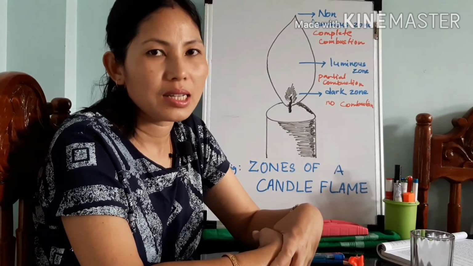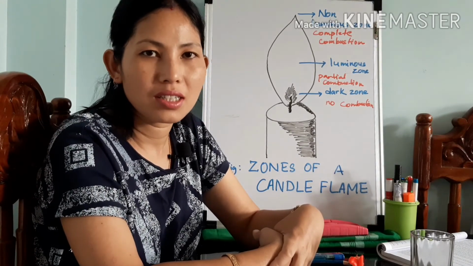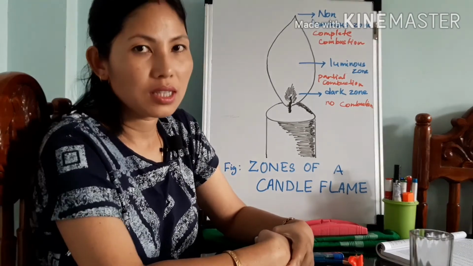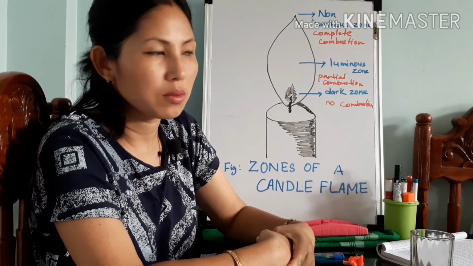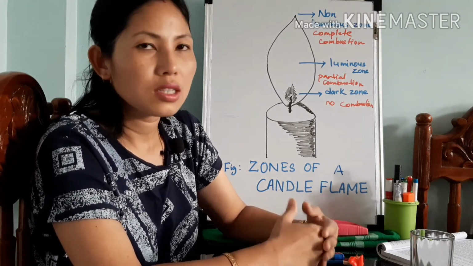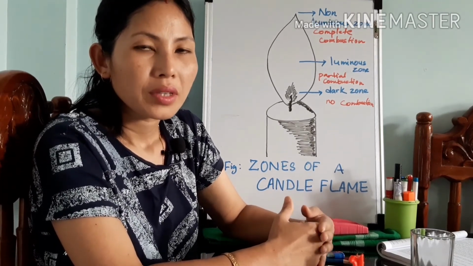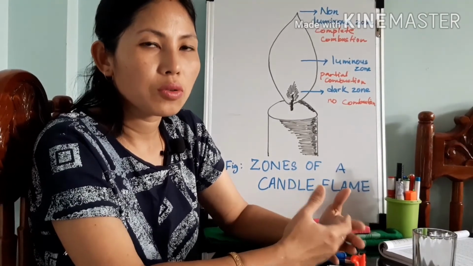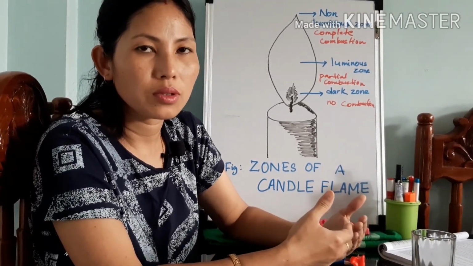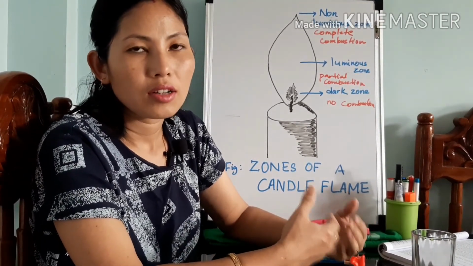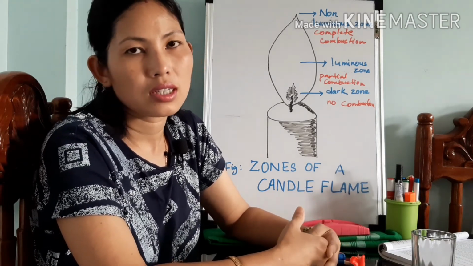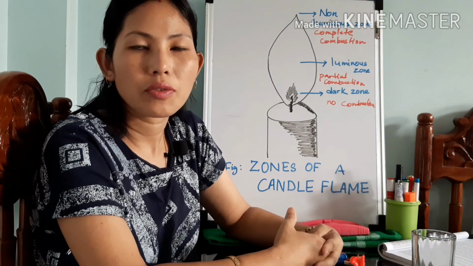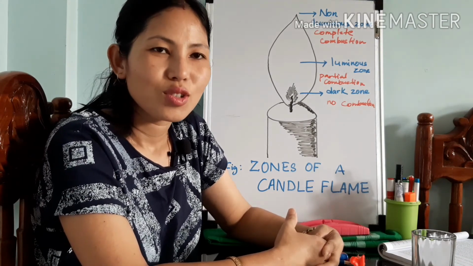So with this, I end my activity here. I hope with this activity you have understood what I have said. Today we have learned and shown with an activity the various zones of a candle flame, and also we have seen practically that oxygen is necessary for combustion.